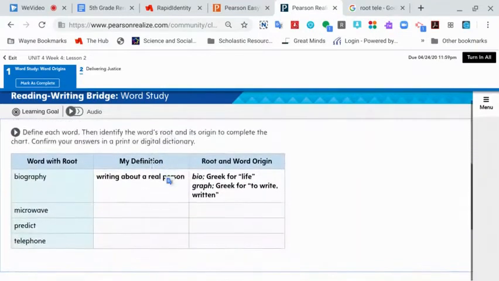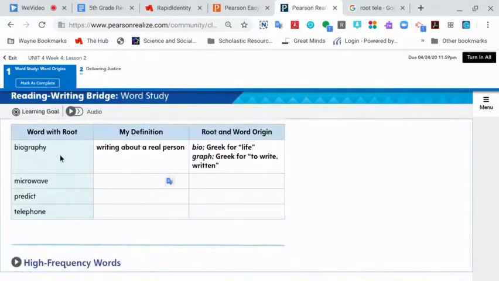So when I use these words in a certain way, I can help myself understand new words like the word biography. The word biography has the Greek root word bio, which means life. We learned much earlier in the year. But graph means to write. So when I do a biography, I write about a real person's life. The other words that I have down below are microwave, predict, and telephone.